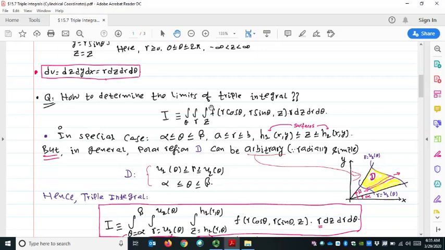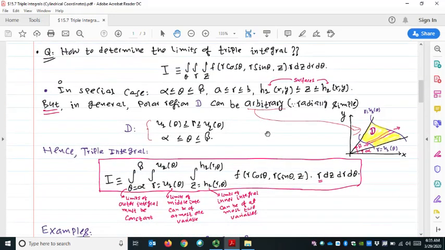But in general, the polar regions from which we find the r and theta limits can be arbitrary. Let's say this is radially simple. Radially simple means our radius is bounded by two functions of theta, and theta is between two fixed values alpha and beta. Then the polar region description is r between two functions of theta, and theta between two fixed values.